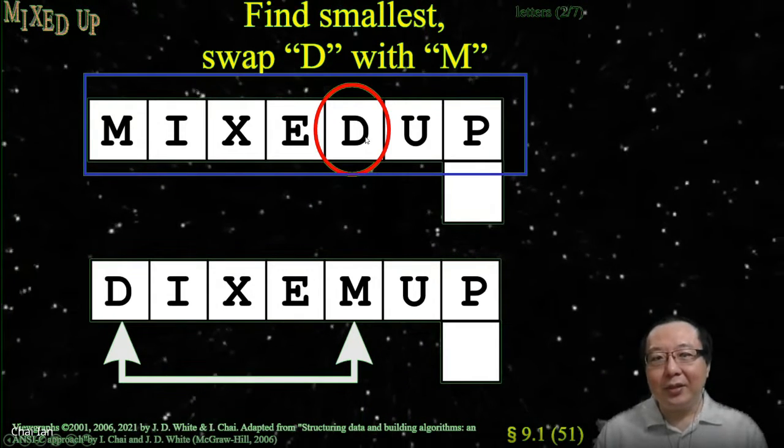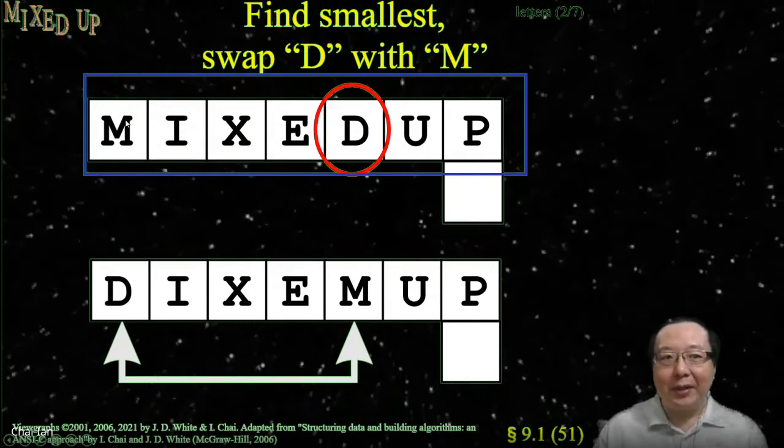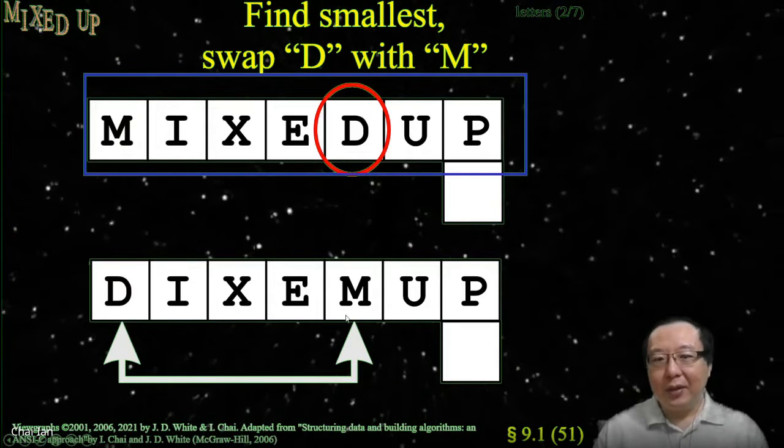The smallest one is D. So we swap it with the M, which is the right place, in the front, right? So we swap the D with the M, which is the right place. Okay, that's what we do first.